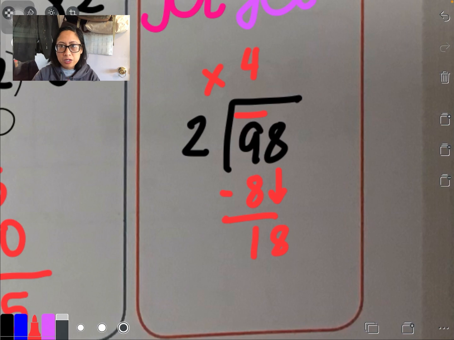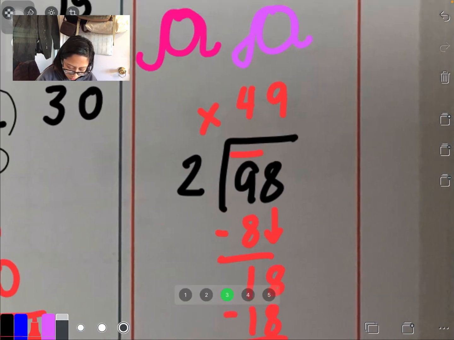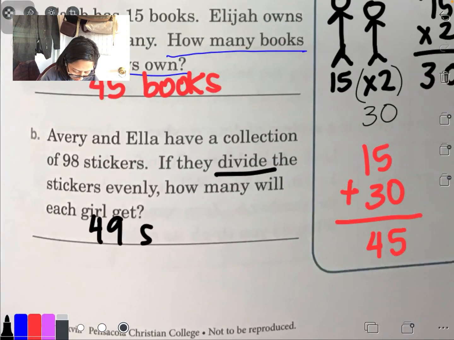Then I do 18 divided by 2. So I can do that. 2, 4, 6, 8, 10, 12, 14, 16, 18. How many fingers do I have? 9. 2 times 9 is 18. So each girl is going to get 49 stickers. So that's what I write here. 49 stickers.